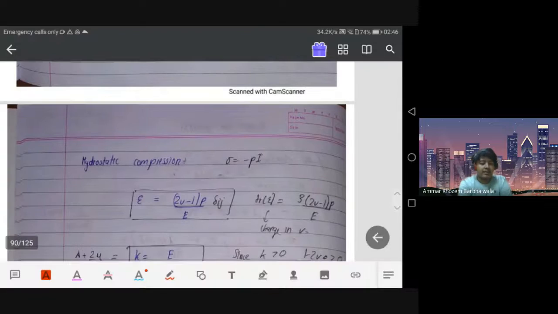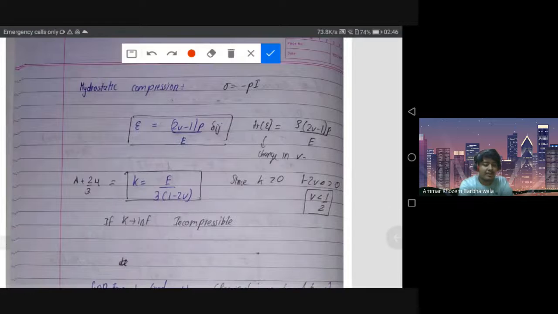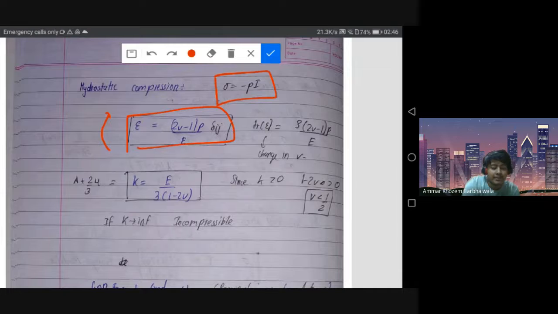And the last case that we have is hydrostatic compression. In hydrostatic compression, our sigma is of the type minus P times I, so pressure is being applied from every side. Putting this into the last equation, we get epsilon equal to (2 nu minus 1) over E times P times delta ij. So for epsilon we only have axial strain. We do not have shear strain since it's a delta ij, so it's isotropic.